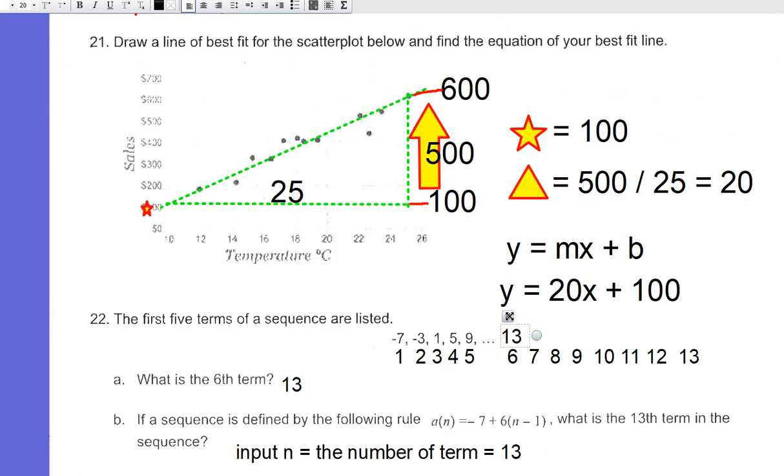So the next one is 13, 17, 21, 25, 29. I'm going by 4s each time. 33, I have room for a space. 33, 37, 41. Okay, so my answer is going to be 41. But let's see what we get if I input that into the function. A of 13 equals -7 plus 6 times 13 minus 1. So all I did was put 13 in where n was. At the end, I should get 41 because I know that the answer is 41.